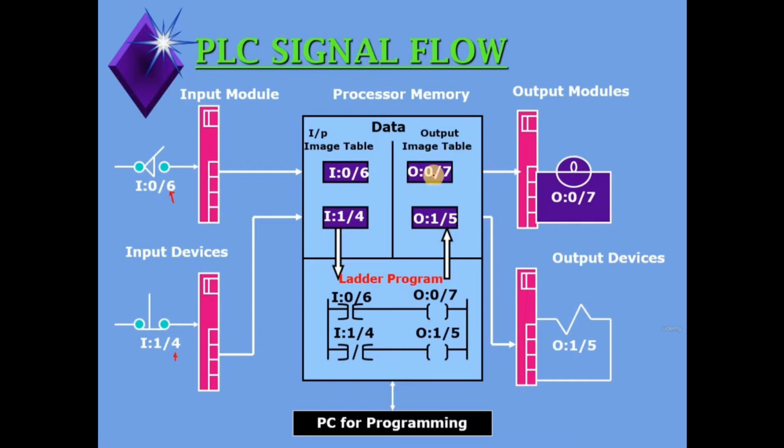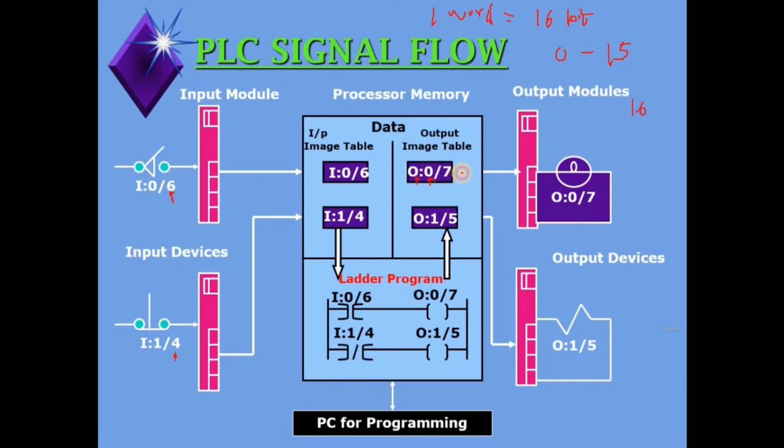Similarly, here you can observe O:0/7. O means the output, or we can say the file letter also. The 0 is again the word number. Word means one word equals 16 bits. Always remember, 16 bits means if you are using this address, you will get a total of 16 inputs. But in case of the Allen Bradley, it is 0 to 15, which means a total of 16 inputs and 16 outputs.